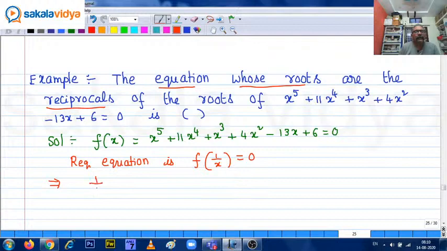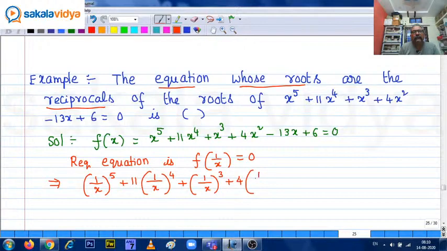This is (1/x)^5 plus 11 upon (1/x)^4 plus (1/x)^3 plus 4 upon (1/x)^2 minus 13 upon 1/x plus 6 equals 0.